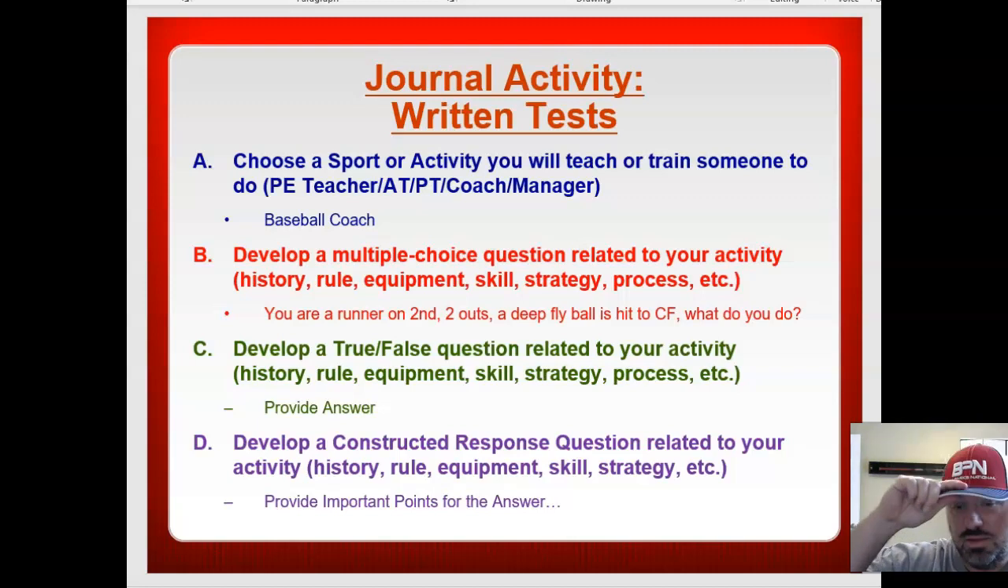Question D. Make sure you finish question C, develop your true-false question based on your A, your scenario, and then let me know if it's true or false. Write that down. Once you finish that, go to D. This is a little bit longer, thoughtful process. Develop a constructed response question, short answer, essay, related to your activity, and then provide some important points for the answer, such as bullet points. All right?